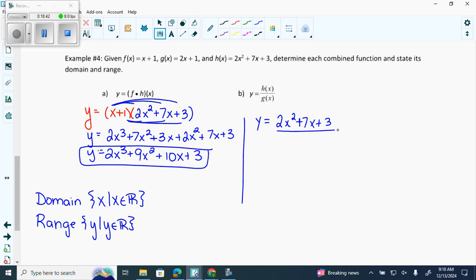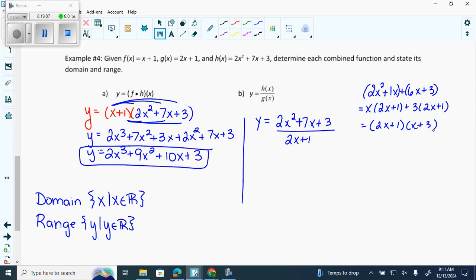And then g of x is 2x plus 1. Back to this, we get 2x squared plus 6x plus 1x plus 3, which is x(2x plus 1) plus 3(2x plus 1). 2x plus 1 can be GCF'd out of both terms, and then x plus 3. So we get y equals 2x plus 1 over 2x plus 1, times x plus 3. Oh my goodness, there's one on the top and one on the bottom. Weird, crazy that that's happening.